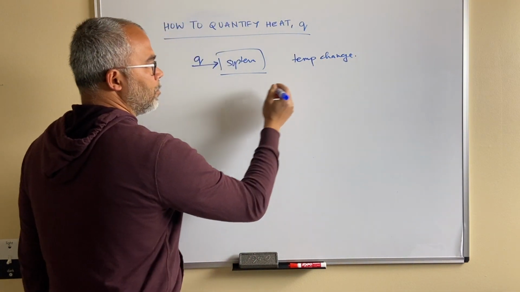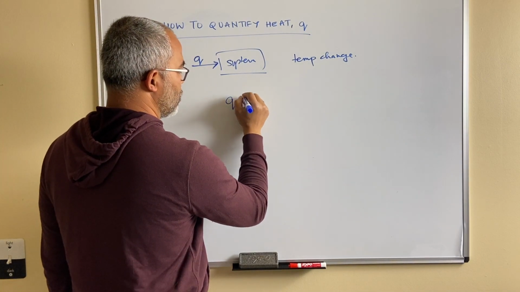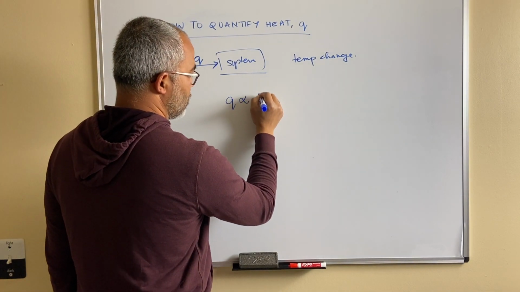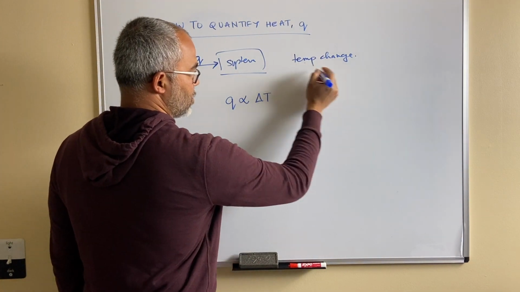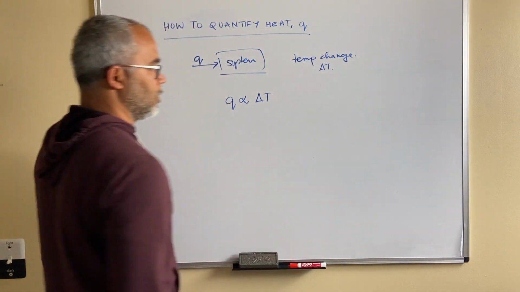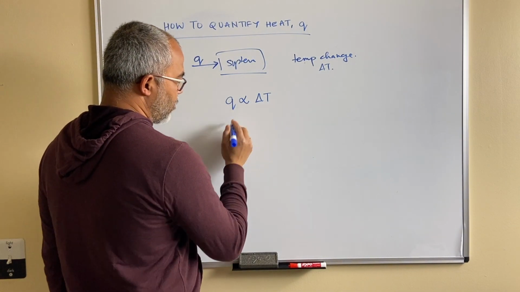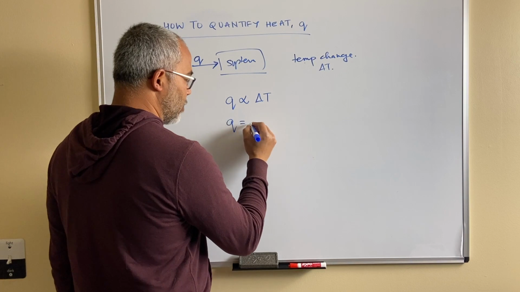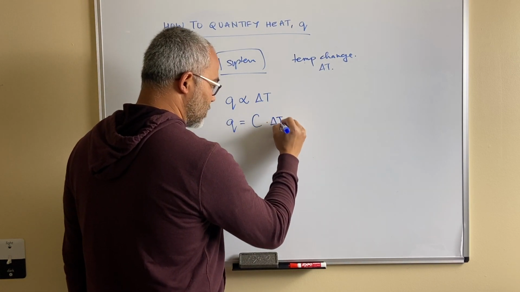The temperature change that is experienced is going to be directly proportional to the heat that's coming in. So we can say Q is directly proportional to delta T, the temperature change. If you remove the proportionality sign, then Q is going to be equal to capital C times delta T.